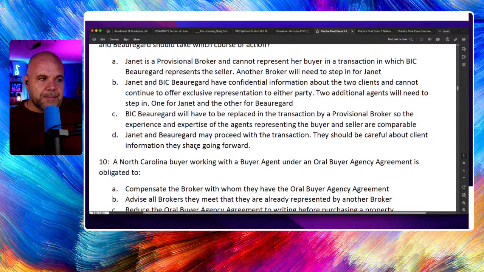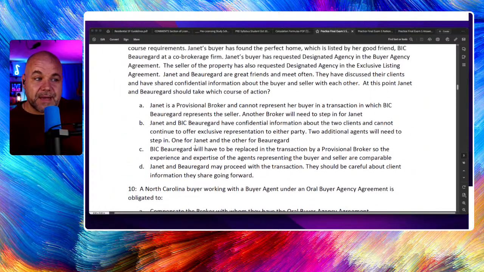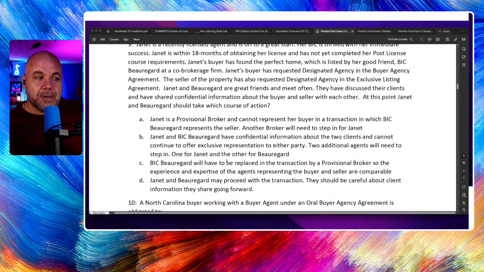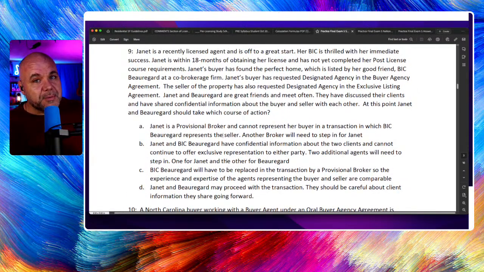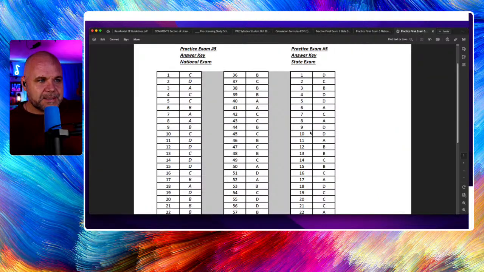Janet and Beauregard may proceed with the transaction. True. They should be careful about client information that they share going forward. True. Their clients, if they were to find out how much they've disclosed to each other, would not be happy, but they probably would never find out. But D is the best answer. 9 is D.